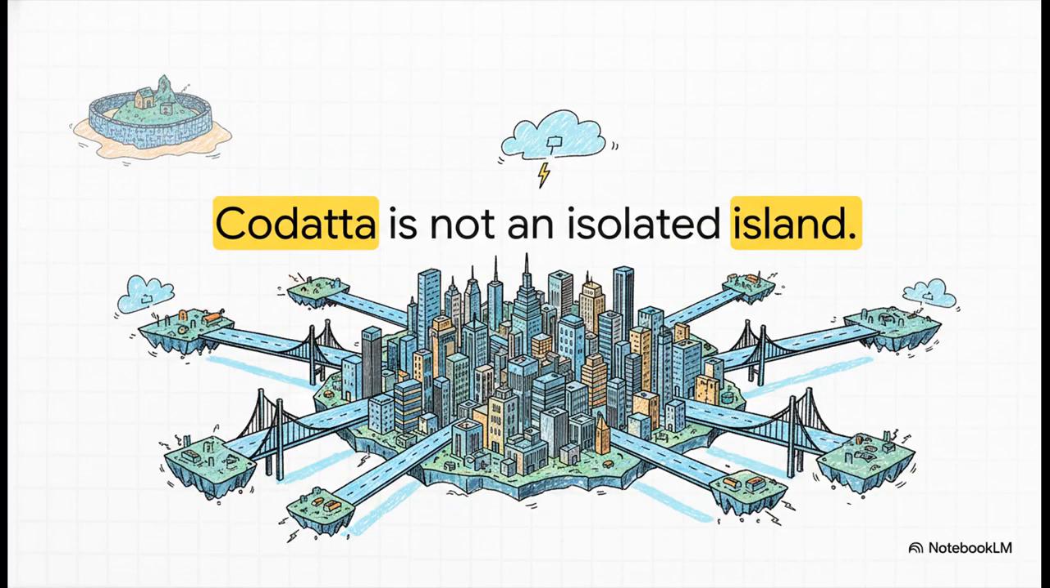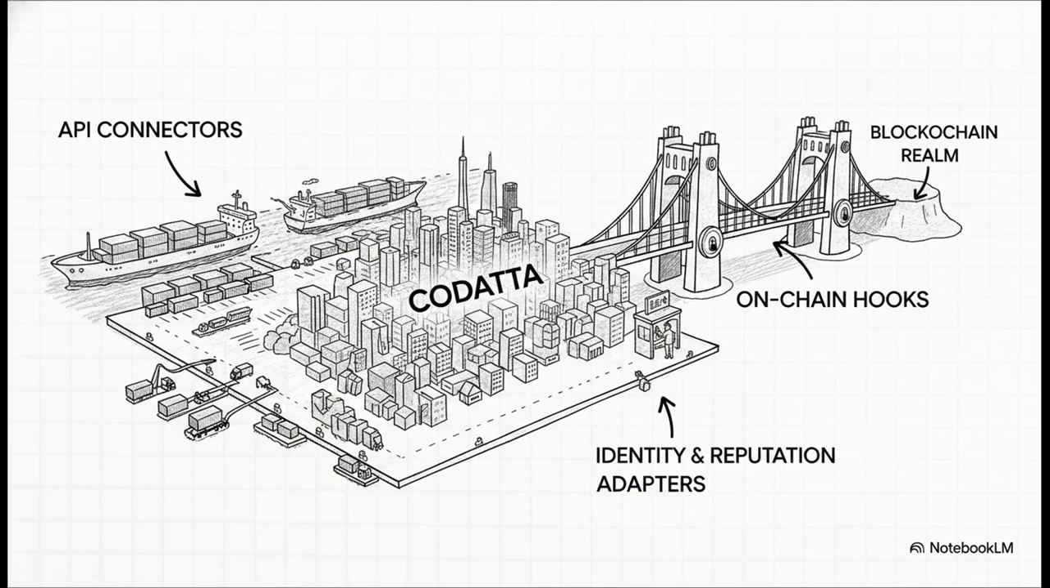And the main thing to get here is that Codatta is absolutely not designed to be a walled garden. The whole thing is built for connection. The infrastructure is there specifically to let it talk, interact, and trade with all sorts of other digital ecosystems out there. And this is how it does it.